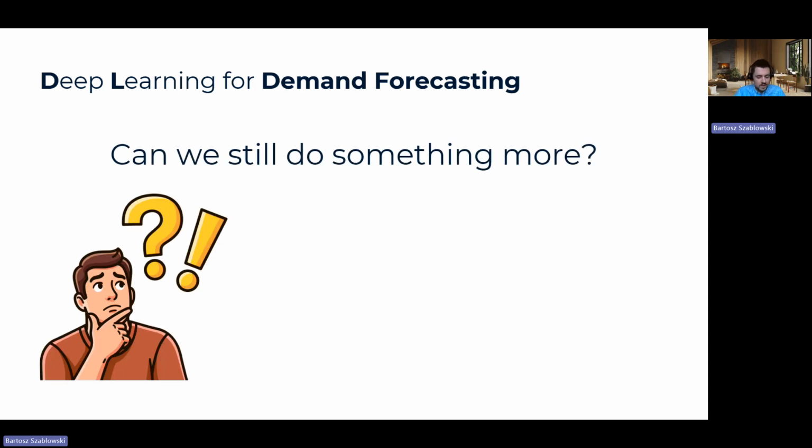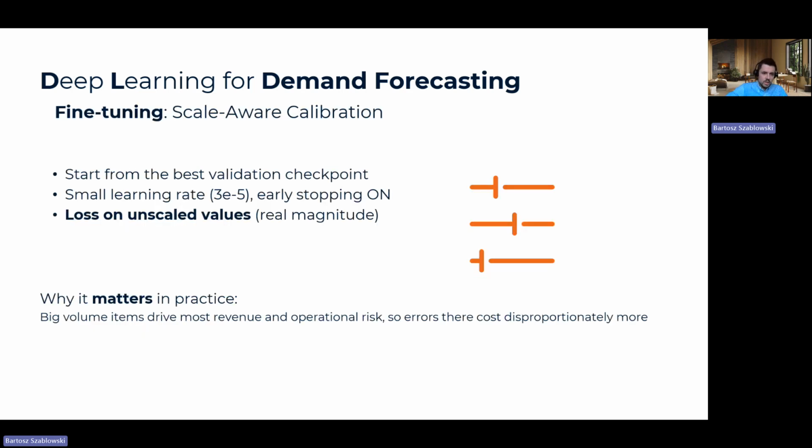But then I ask myself, can I still do something more without changing the architecture? Can I do something to get even better results after that training? And yes, I found a simple way to improve an already trained network. Maybe there are more ways of doing this, but I found one, and it's really simple. Remember that the network output is a scaled value, and the loss was also computed on scaled values. This is a very good approach because the network mainly focuses on patterns in the data rather than the absolute level of individual time series.